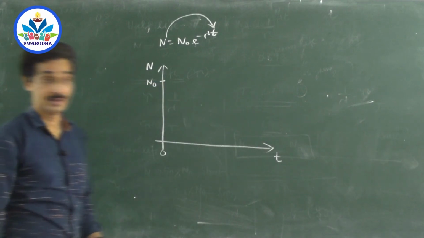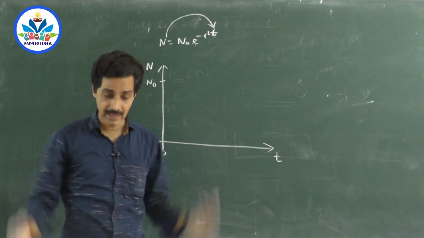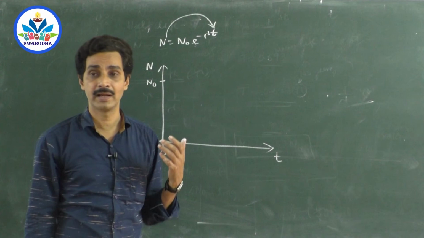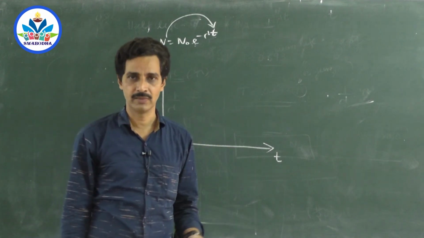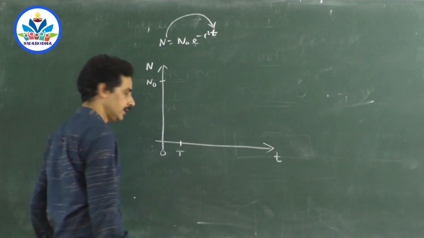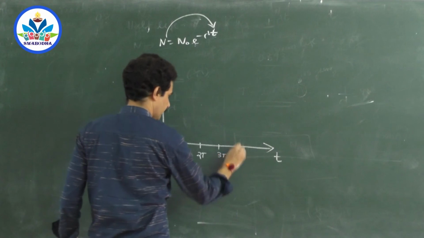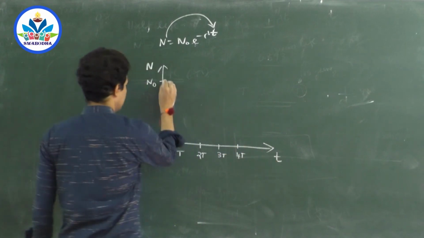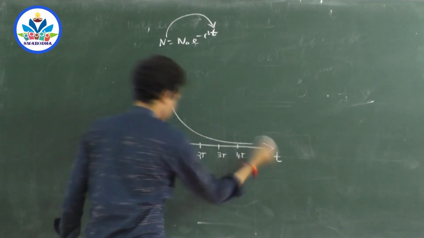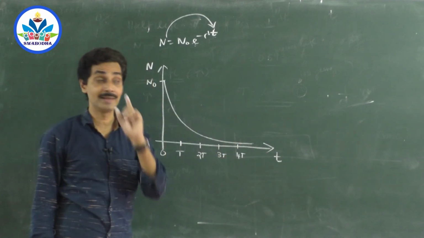Let the time pass. We will take the help of half-life. What do you mean by half-life? Half-life is the time in which the number of atoms in the sample reduces to 50% of the original value. So let this be 1 half-life. Let this be 2 half-lives, 3 half-lives, 4 half-lives. The graph will be like this, and it won't touch the x-axis at all.